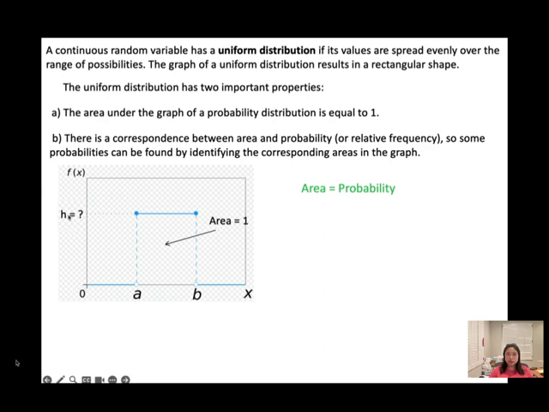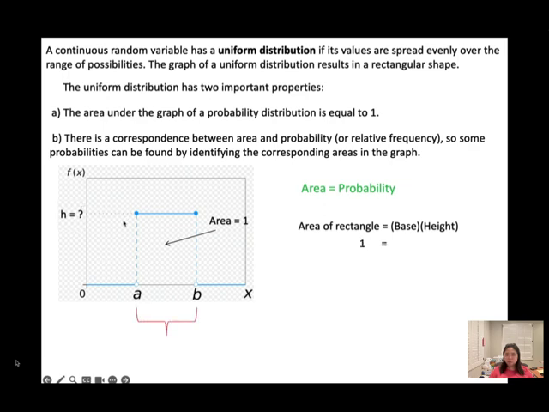And we need to know how to figure out the height of the rectangle in here. So think about it. The area of the rectangle will be equal to the base times the height. You guys learned it from algebra. The base times the height will be equal to the area of the rectangle. And we already know the area of the rectangle equals 1. What is the base? The base will be b minus a. And then the height will be h.